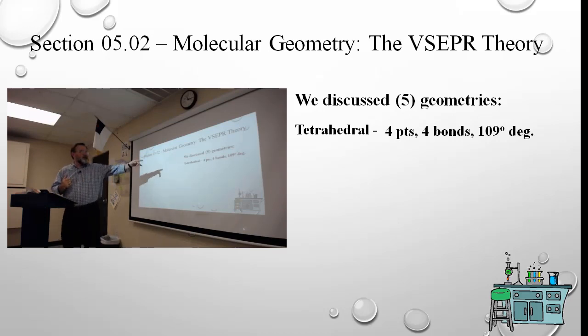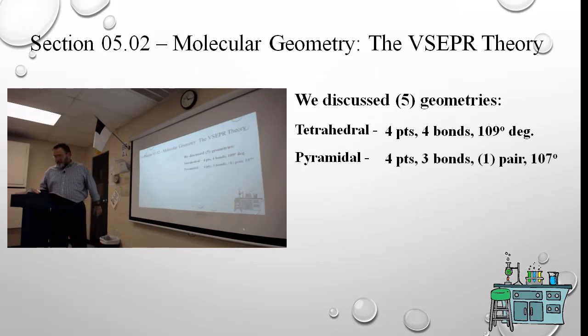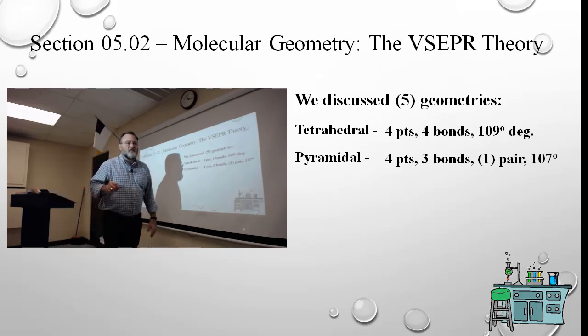Now this one is based on a tetrahedron, but it's not a tetrahedral, okay? What's the difference between the 2? Go ahead. Yeah. It has 3 bonded and then 1 unbonded. Okay, so it still has 4 points around it, but one of those points is occupied by an unbonded pair, and the other 3 points have bonds on them. And what is the bond angle? Ma'am? 107 degrees. Good, 107 degrees. It's a pyramidal, 3 bonds, 4 points. We've got 1 unbonded pair. That's 107 degrees.